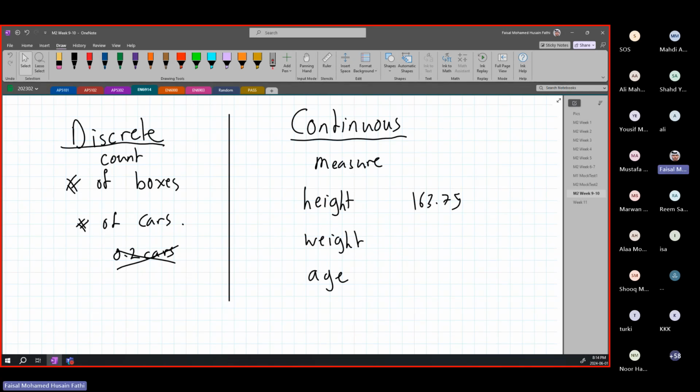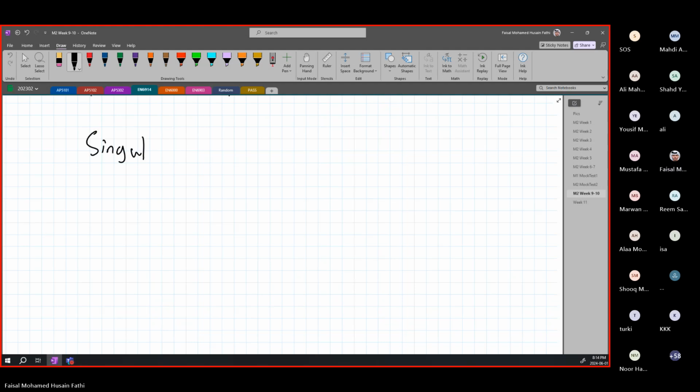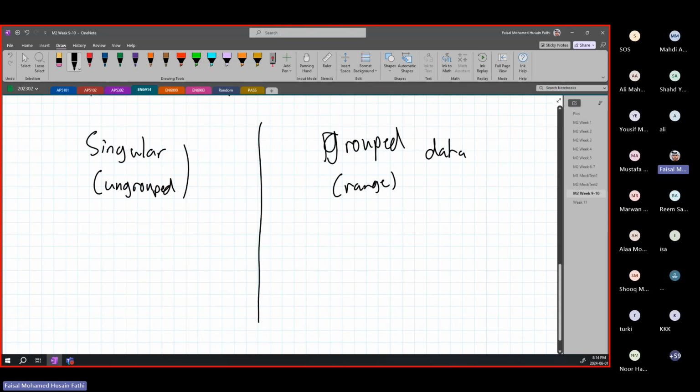All right. So these are the two main types of data. I'm not going to go too much into detail with this. And then we have the type of how data is presented. So there is something usually called singular data, also known as ungrouped data. Okay. And then we have frequency or the grouped or range data. Okay. What is meant by singular and group? All right, or singular and group data.